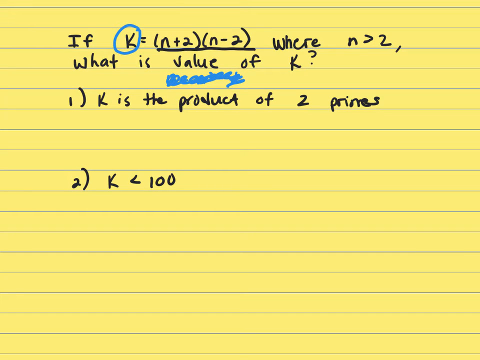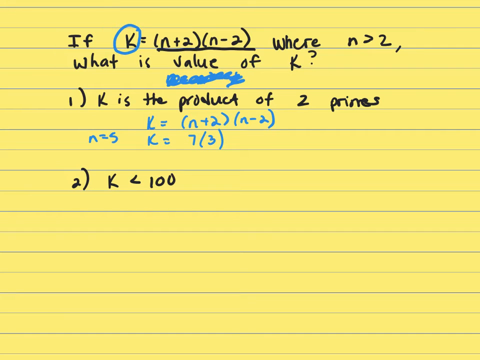Well, let me see here. I've got k equals (n+2) times (n-2). If I let n be 5, I get k equals 7 times 3, since 5 minus 2 is 3. So yeah, there k is a product of two primes.